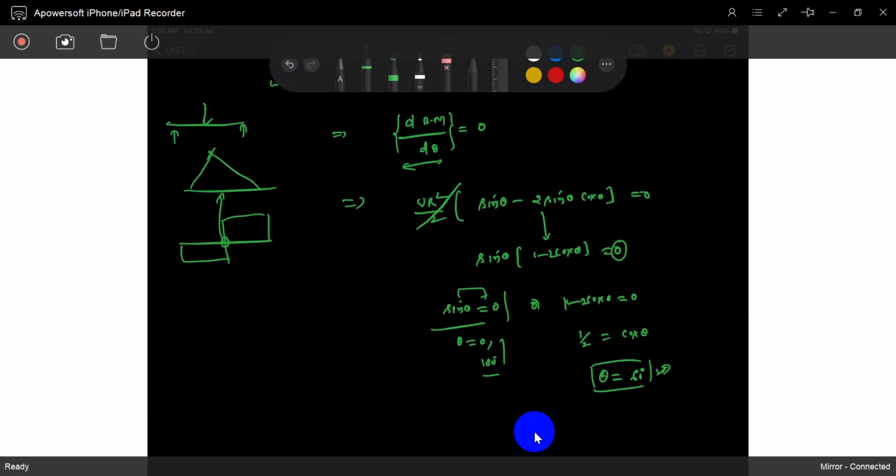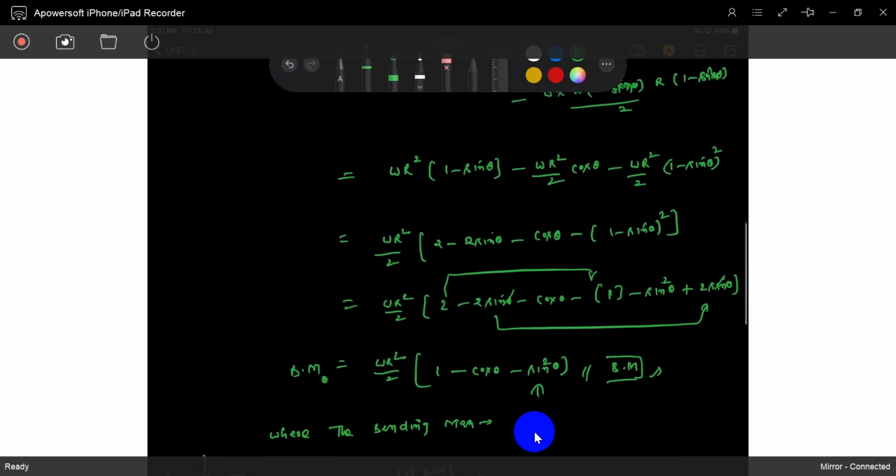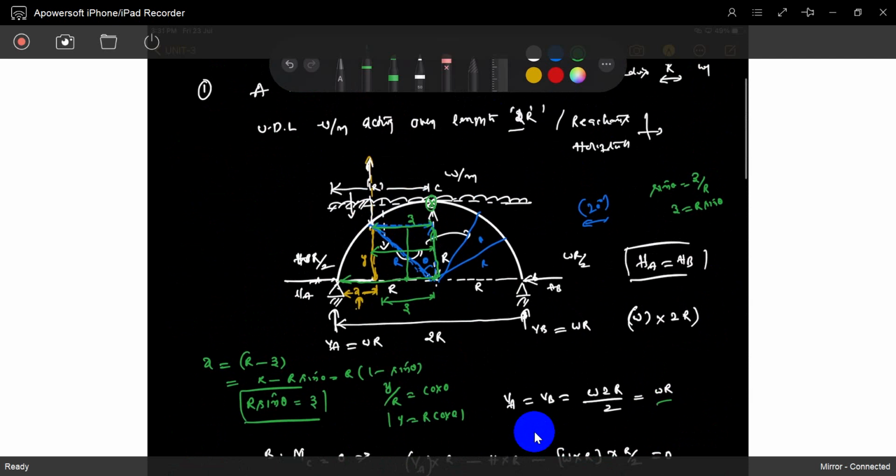So at 60 degrees, the bending moment is maximum. That means at 60 degrees from the crown position. Otherwise, from this position, it's 30 degrees. At 30 degrees, the bending moment is maximum. Understood?